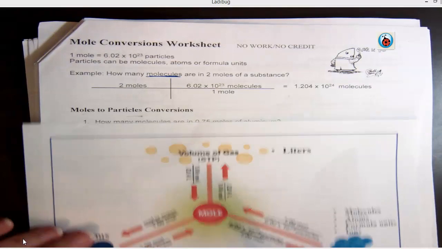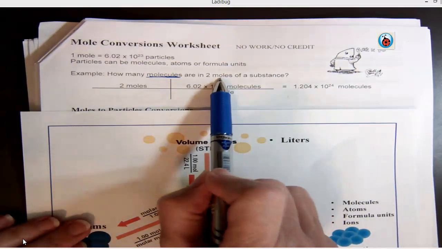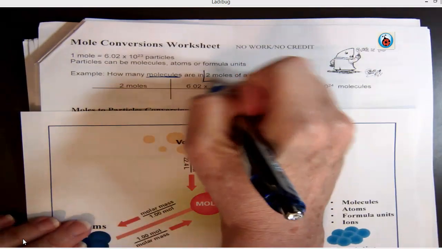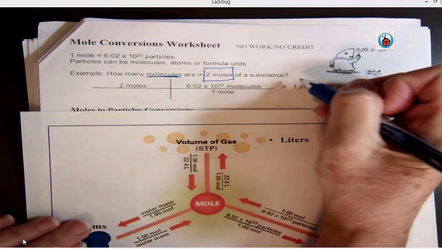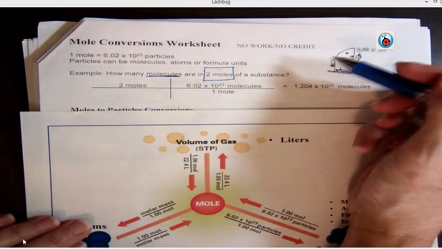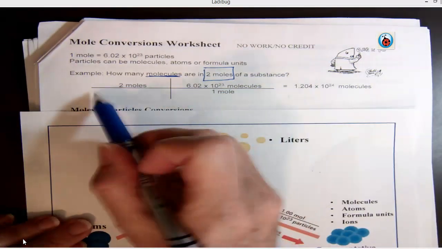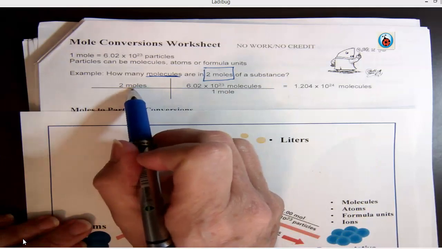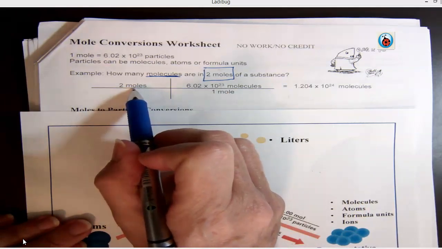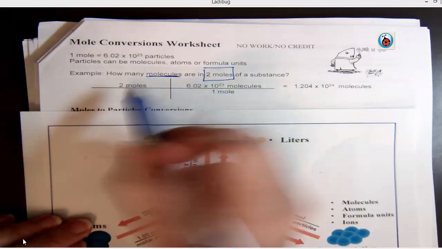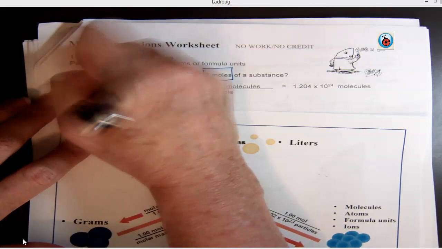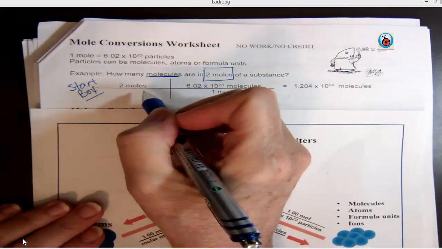So if I want to convert moles to molecules, because I only know one thing: I know I have 2 moles of a substance. It didn't tell me what kind of substance. Okay, so I'm going to convert moles to molecules. So I set up my train tracks. All right, and in the start box, I'm going to have 2 moles. So what I know goes in the start box. I call this the start box. What I know goes in the start box.